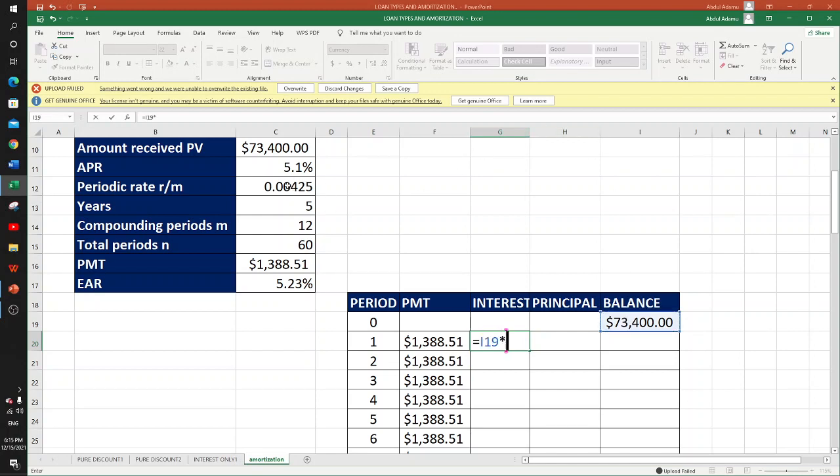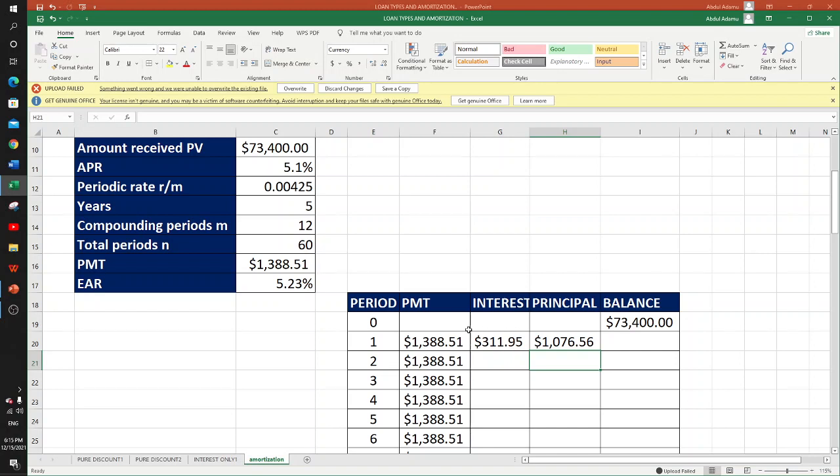This is our periodic rate. We are going to lock it since it's the same for all. Enter. So we don't need to lock this. Our principal is equal to the amount we paid, minus the interest. Enter.